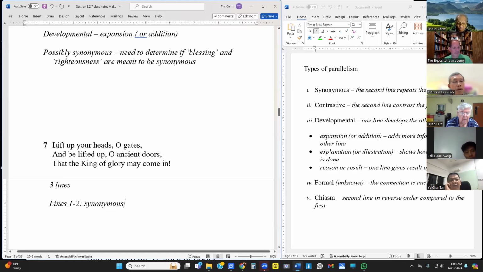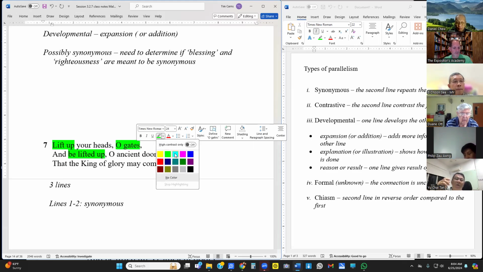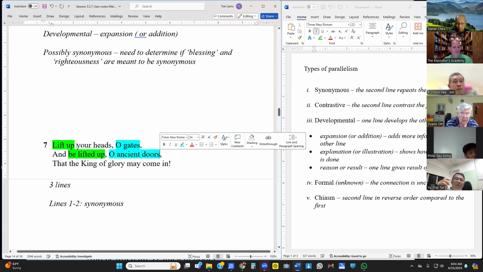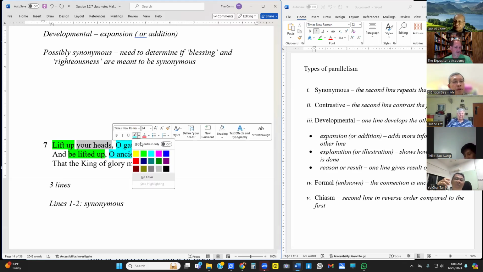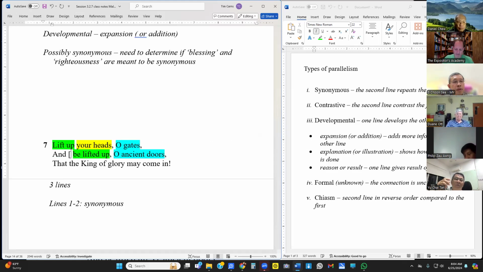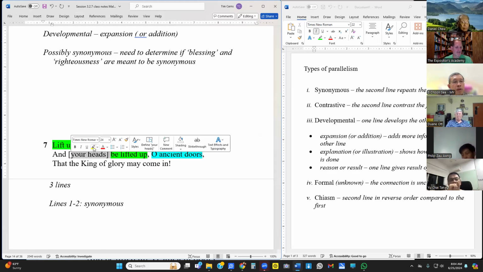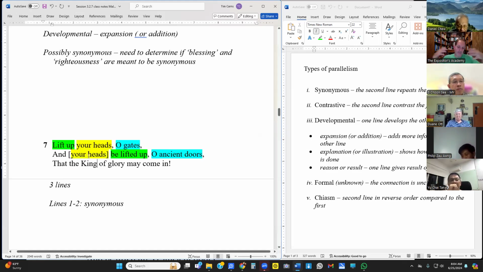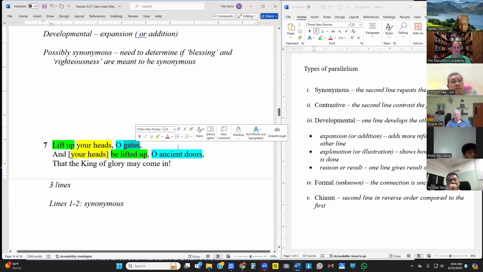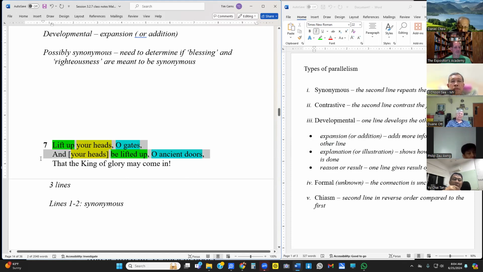So, right, yeah. Lift up your heads. Be lifted up. Yeah. And then he says, "O gates, O ancient doors." Yeah. And then here he says, "Lift up your heads." And I think the second line has the same idea implied there. But yeah, I think you're right. I think it's synonymous. It's the same idea being expressed. He uses gates in verse 7, the first line, and ancient doors in the second, but those are synonymous. Okay, so yeah, I think lines 1 and 2 are related by a synonymous parallelism, but then you have line 3.